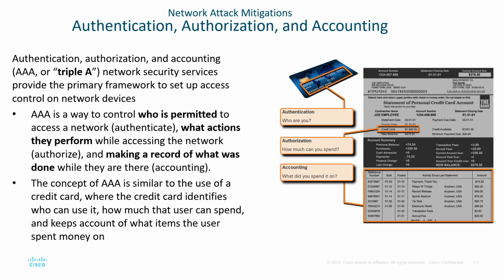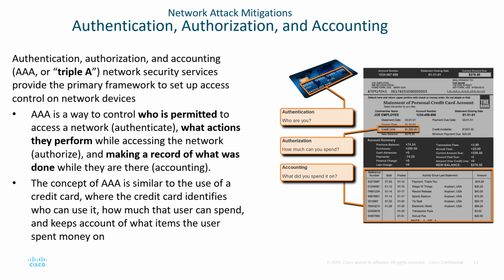Authentication, authorization, and accounting, or AAA as it's called, is a network security service which provides the primary framework to set up access control on network devices. It is a way to control who is permitted access by authenticating them, what actions they can perform while accessing the network by authorizing them, and making a record of what was done while they're there, which is accounting, usually a log file on each particular user in your system.